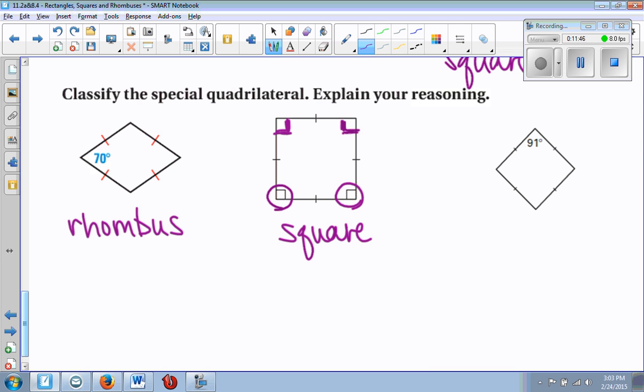Last one, I've got 4 congruent sides marked. I have an angle of 91 degrees, which means this can't be a square because the 91 degrees is not a right angle. So the most specific name I can give this would be a rhombus. Reason being, it has 4 congruent sides.